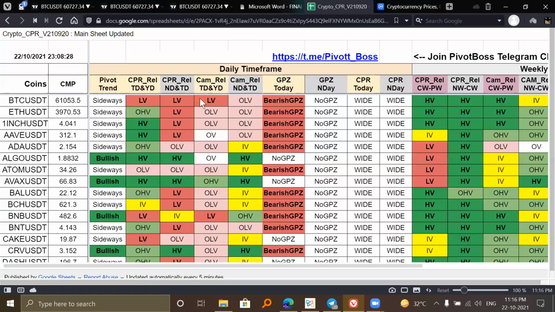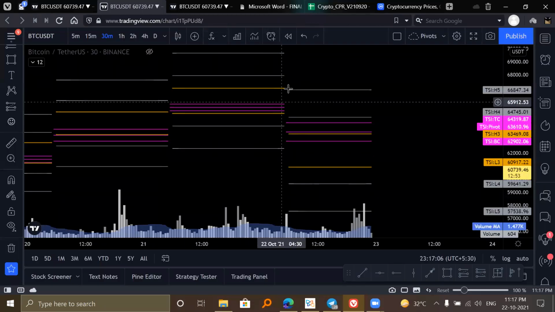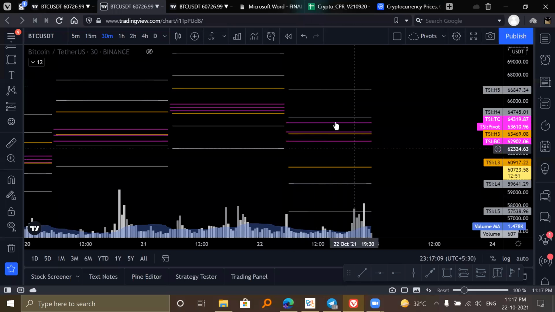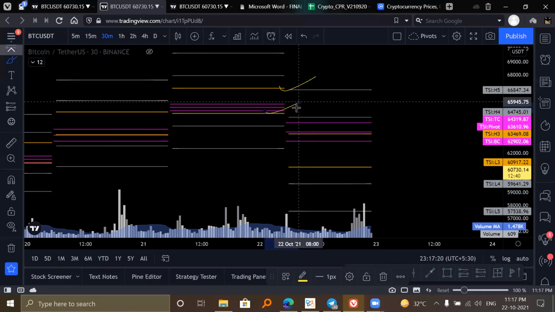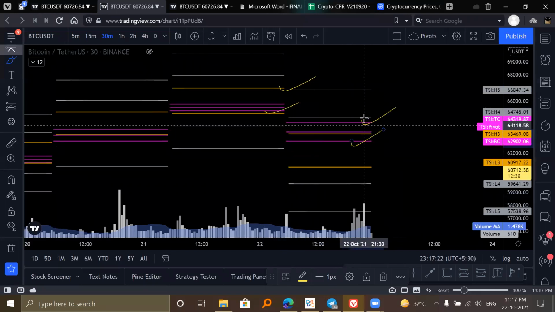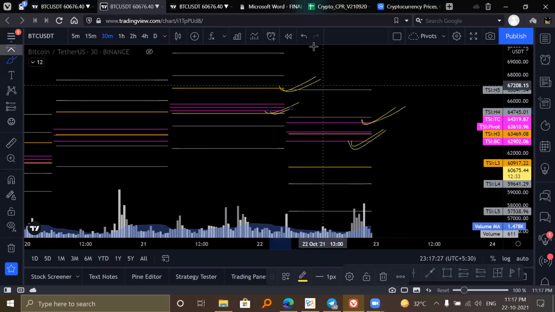Next comes the Camarilla relationship. Camarilla relationship, TD and YD, means today and yesterday. This is the Camarilla relationship, today and yesterday. So this is also lower value. That is also on the chart. See, today's S3 and H3 is completely below yesterday's S3 and H3. You can see these two levels, this one and this one, and this one and this one. This and this is completely below this and this. That's why it is a lower value.